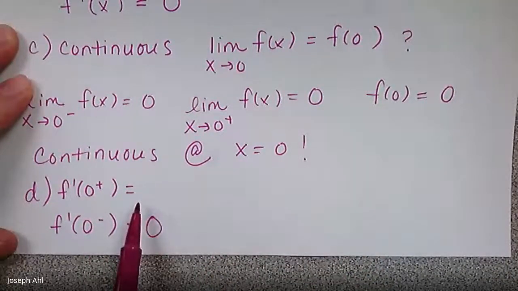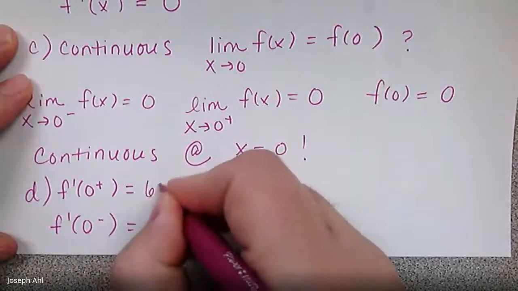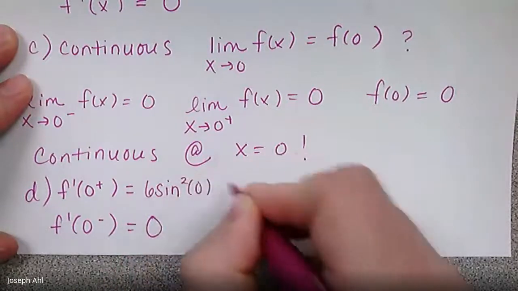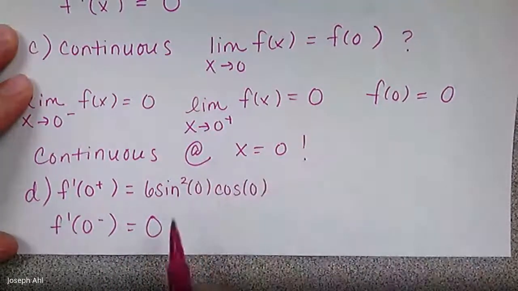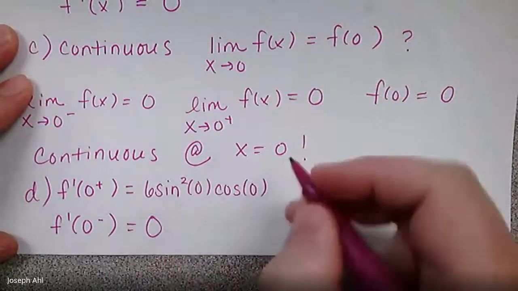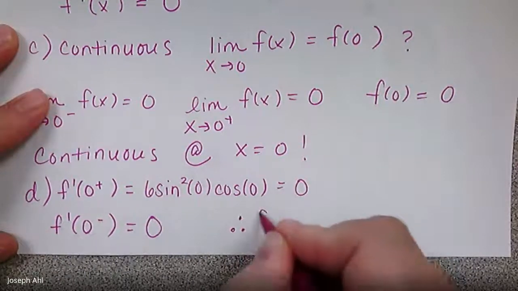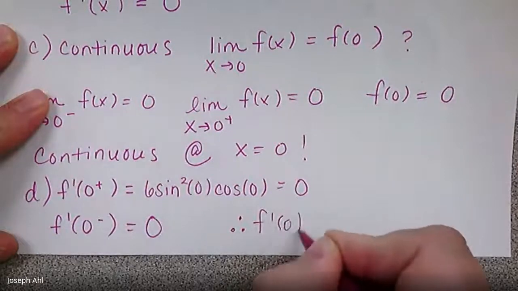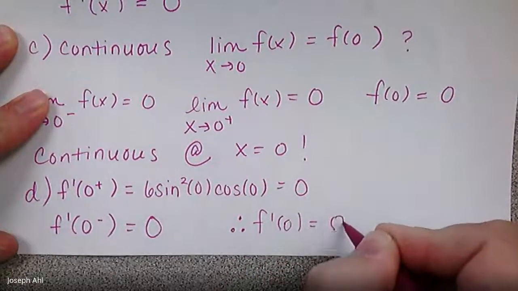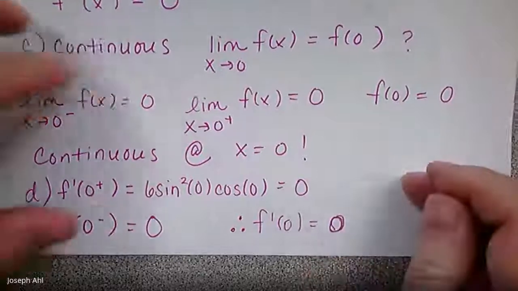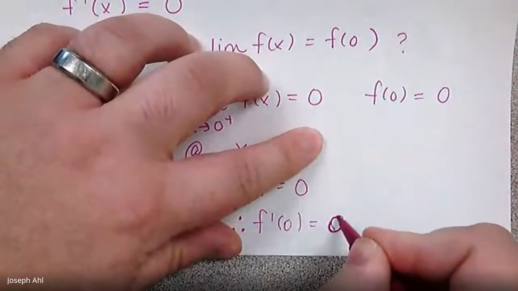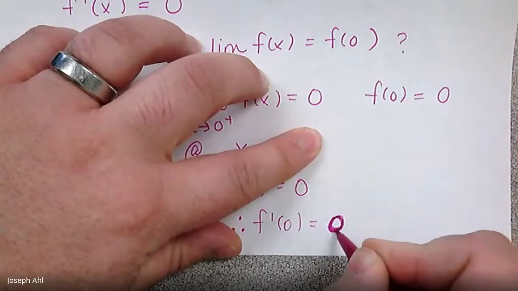From the right-hand side, we have to take our derivative, which was 6 sine squared x cos x, and plug in 0. So that would be 6 times 0 times 1, but hey, that 0 in the middle makes this become 0 as well. So f prime of x does exist at x equals 0. In fact, we can conclude that f prime of 0 is 0 because the left and right hand derivatives match. Sorry, that's a very poor 0, but my paper is not in a good place here, guys.